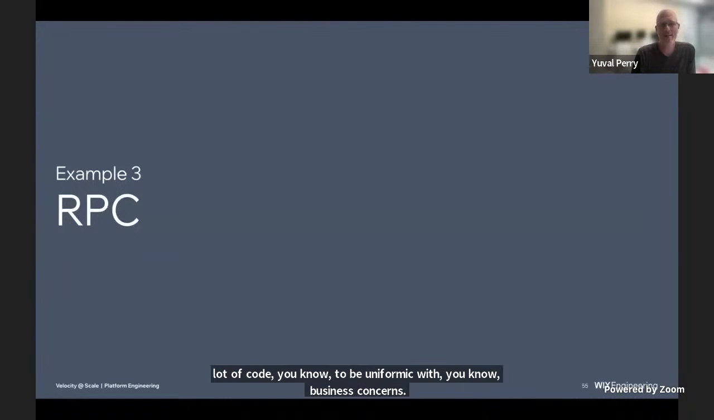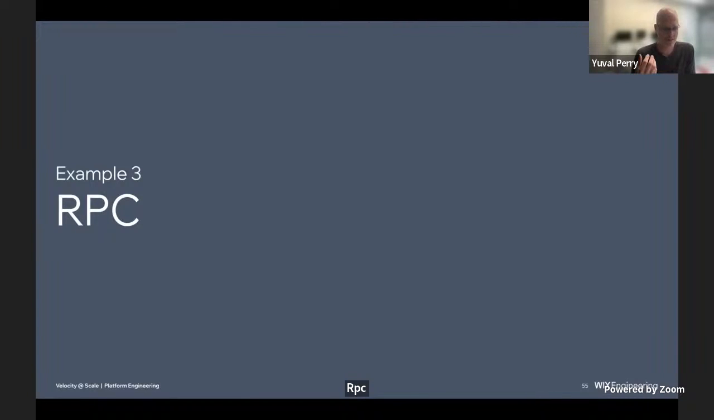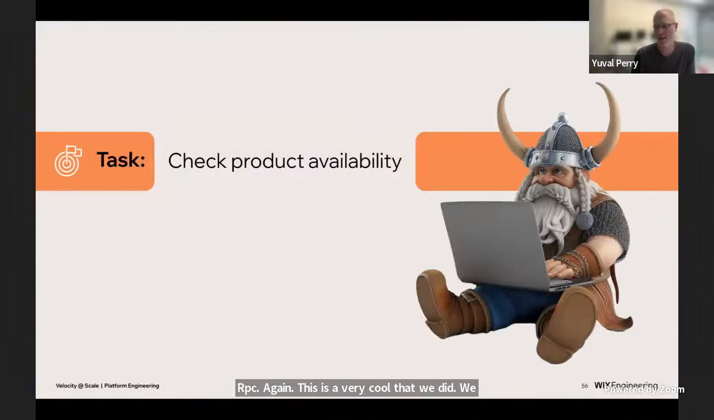RPC, again, this is a very cool trick that we did. We understood there's friction here because the team was looking for time wasters in the daily concerns of developers, right? And we saw that RPC is another concern. There's a lot of code for finding the RPC method you want to connect to, then connecting, and writing code to test the connection. And we said this is a recurring task, so let's try to automate it.